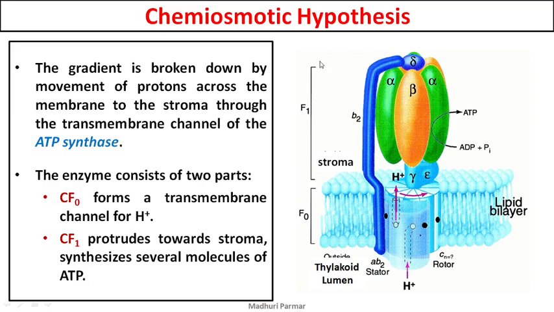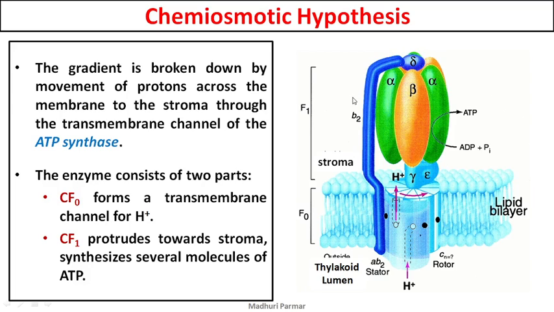This here is the stroma part. Stroma means outside the thylakoid membrane. So this here is the thylakoid membrane, the lipid bilayer, and this is the inside portion, which is the thylakoid lumen. The lumen has higher H+ concentration, and outside there is low H+ concentration.